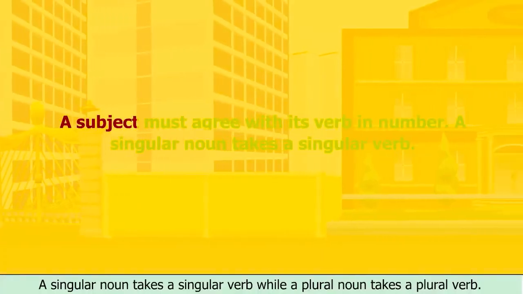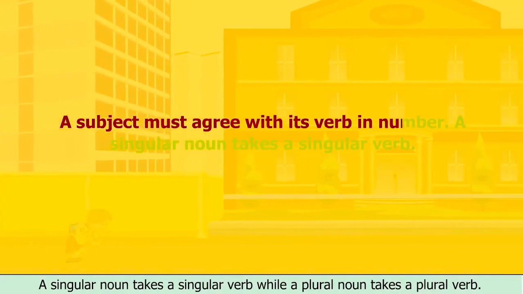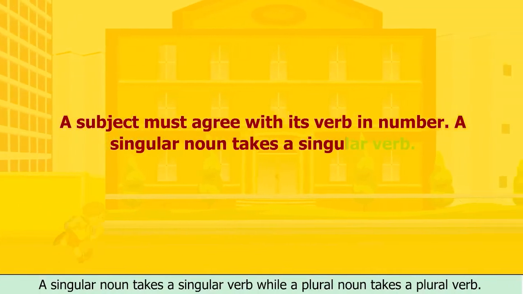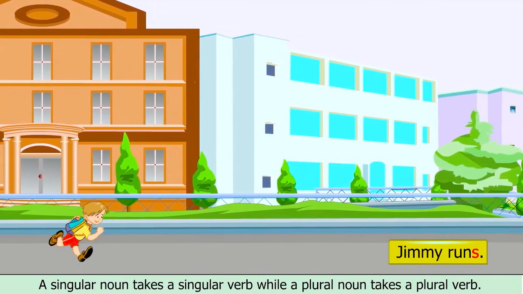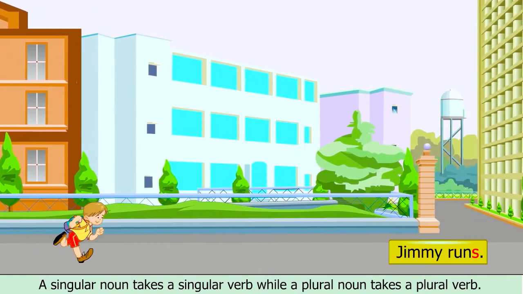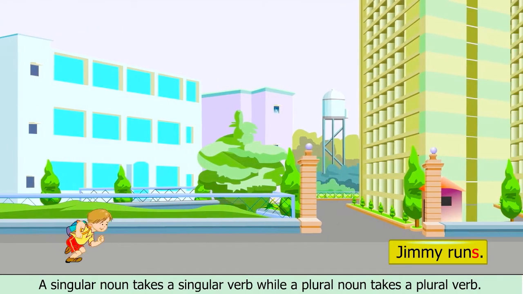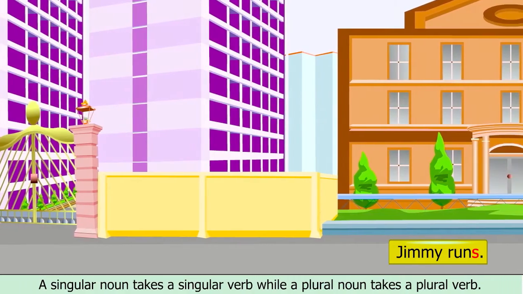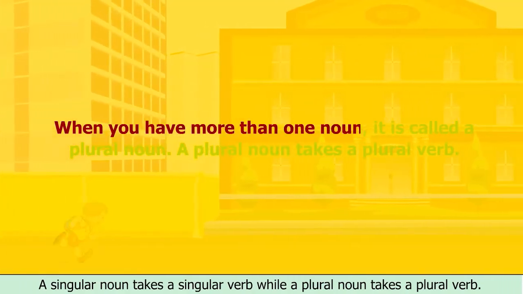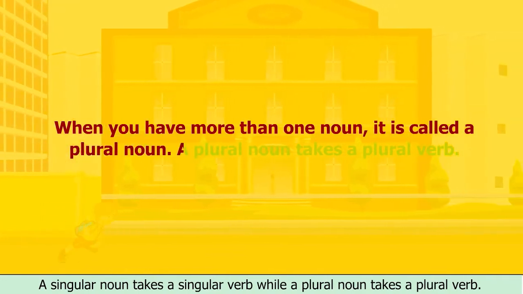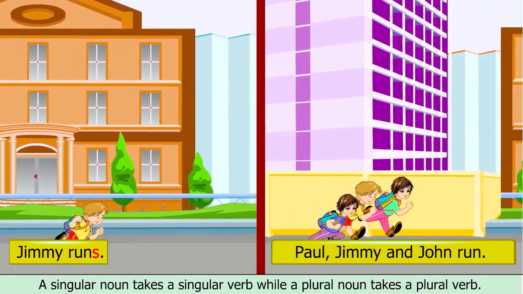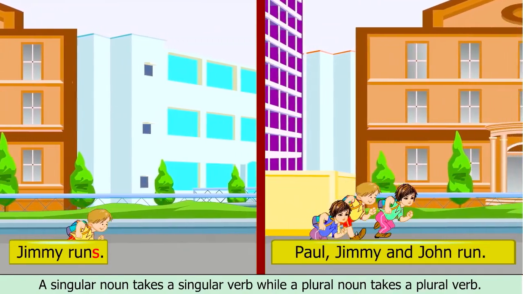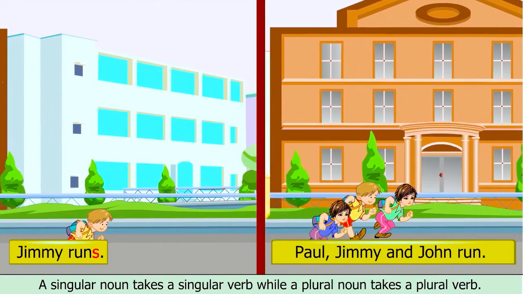A subject must agree with its verb in number. A singular noun takes a singular verb. For example, Jimmy runs. Here, Jimmy is a singular noun, therefore the singular form of the verb runs is used. Single noun, singular verb. And when you have more than one noun, it's called a plural noun. A plural noun takes a plural verb. Paul, Jimmy, and John run. Plural noun, plural verb. Here, Paul, Jimmy, and John are plural nouns. Therefore, the plural form of the verb run is used.